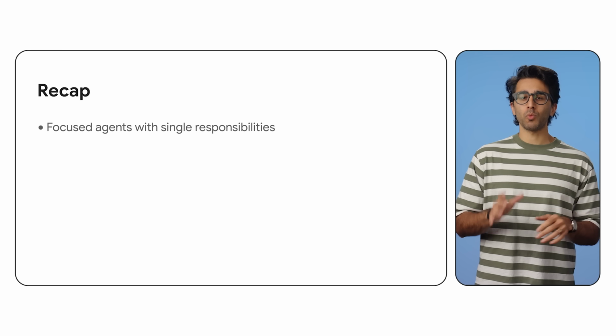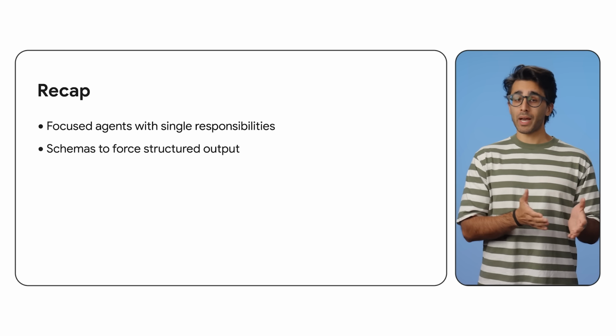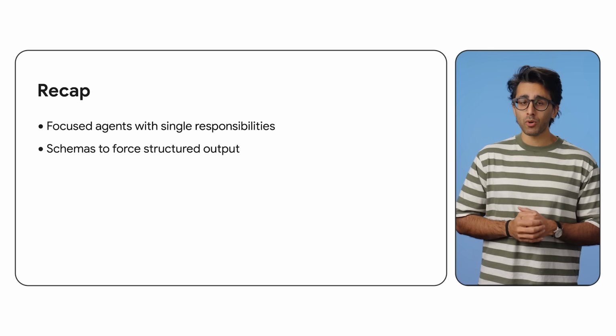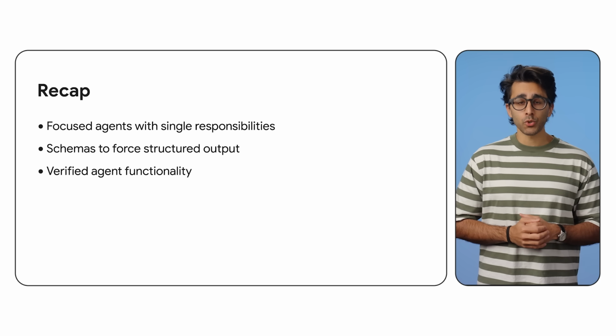So to recap, we built focused agents with single responsibilities. We use Pydantic schemas to force reliable, structured output from our judge. And we verified them individually before trying to wire them together. So now that our team is hired, we need to give them a way to talk to each other without us constantly mediating. Bye for now.